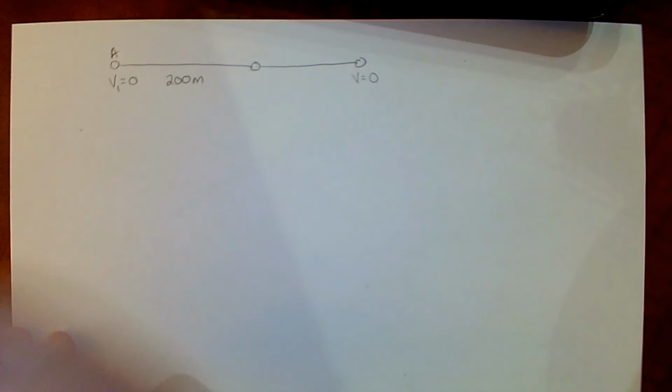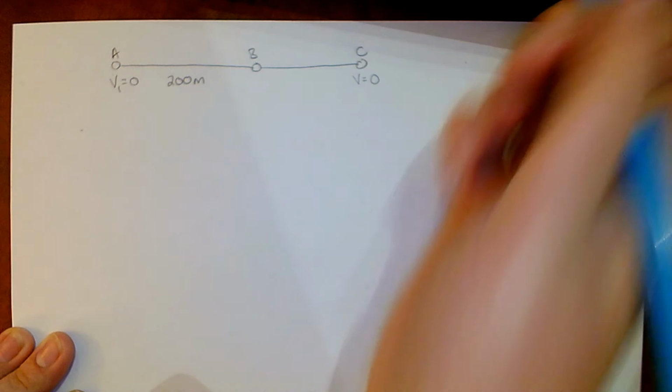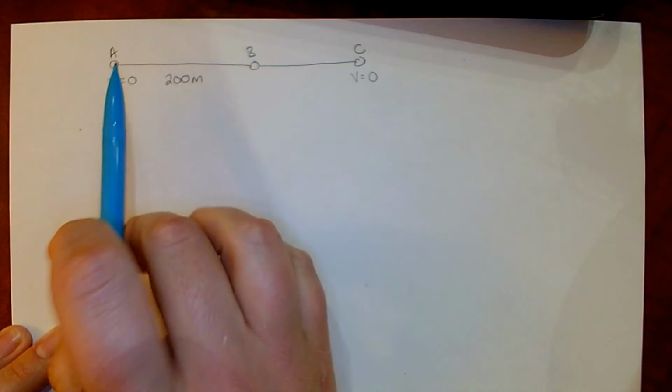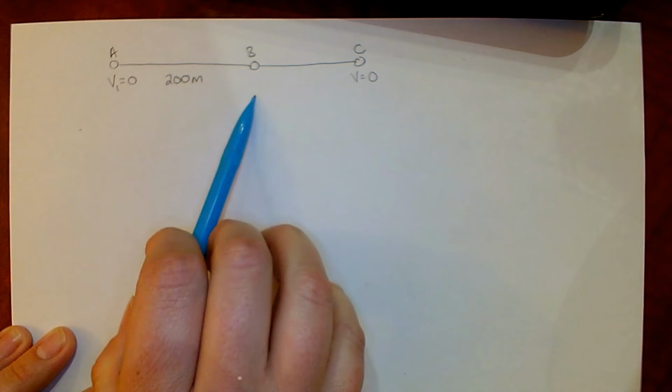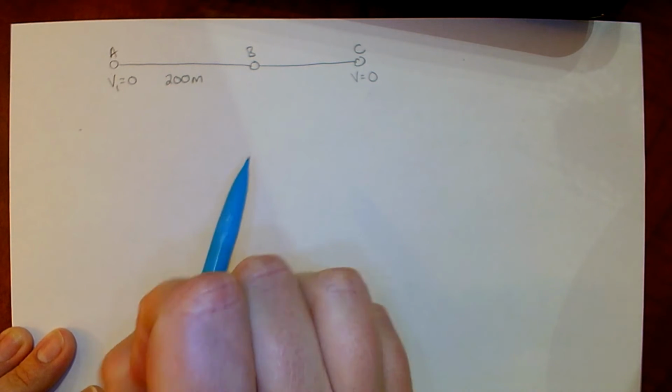So there's three main points here. We have the beginning, we'll call that A, the middle, I'm going to call that B, and we have the end, I'm going to call that C. So these problems are tricky because it's not just an initial and a final. We have an initial and a final, and then another initial and final.